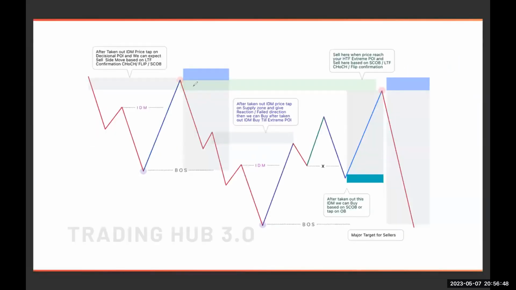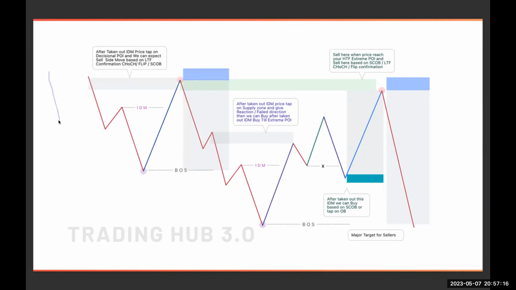Okay, so this is our bearish diagram, and this one is just the reverse of the bullish diagram, right? Similar things are here, and the rules are similar, but the direction is just opposite of the bullish market. Okay, so simply how you can deal in this situation, you can buy or sell after taking out the inducement, and after sweeping the inducement.